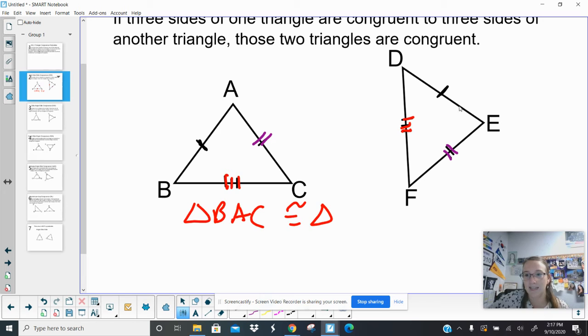So I need to put D and E next because those angles also border my side that has 1 marking here. So then I have to put F last. B to A to C, D to E to F. And we can see we did this correctly because AC has 2 markings and so does EF. We have to be very careful how we go about doing that. These need to line up. Let's go to our next one.